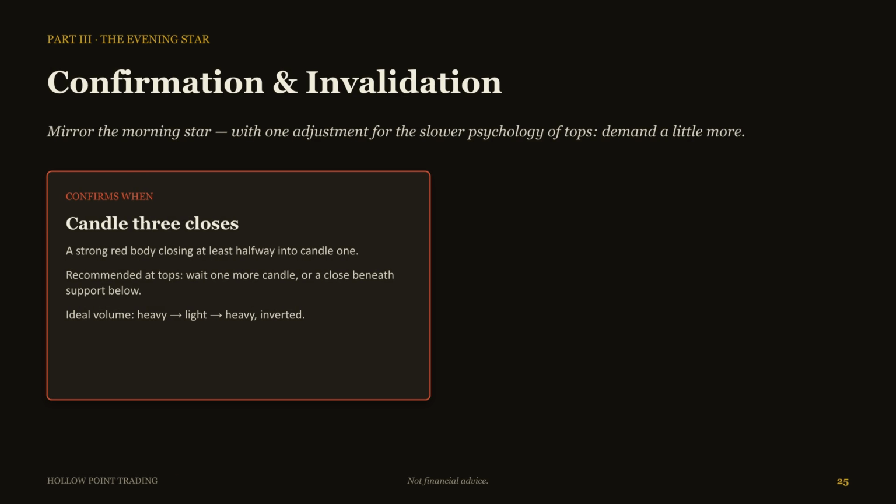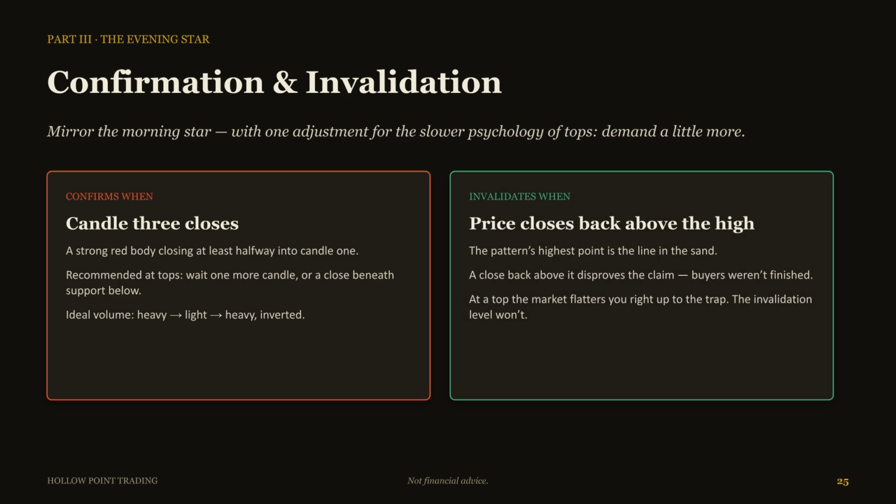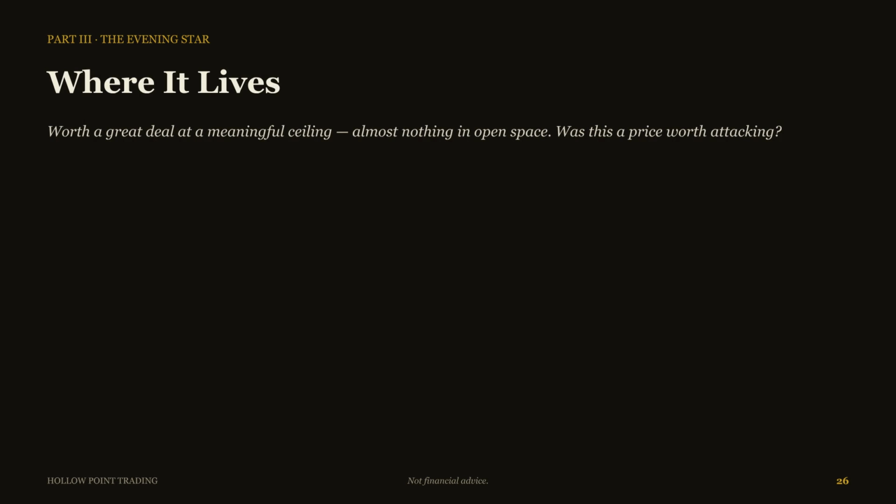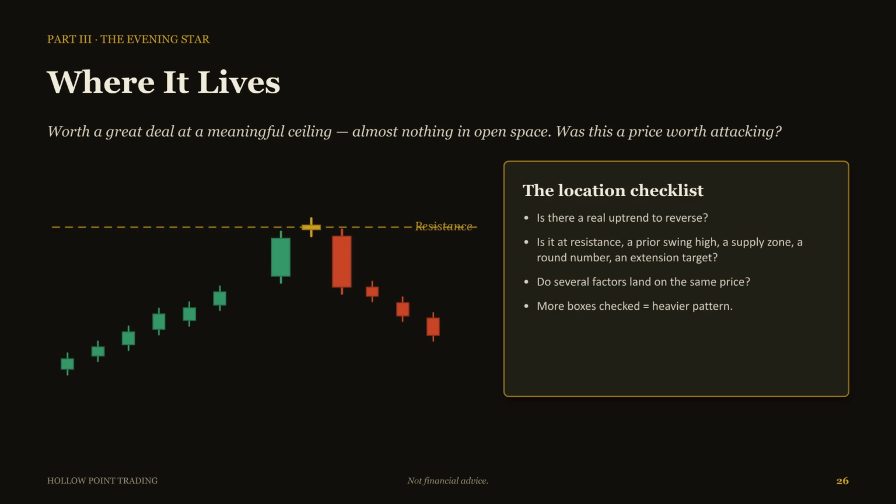Confirmation for the evening star is a strong red candle close, at least halfway into candle 1. Invalidation occurs if the price closes back above the pattern's highest point, indicating buyers are not finished. At the top, demand a little more conviction due to optimism. The evening star must live at a meaningful ceiling, like resistance, a swing high, or a supply zone. Confluence acts as a multiplier here, where buyers run out of air at prices sellers are defending.